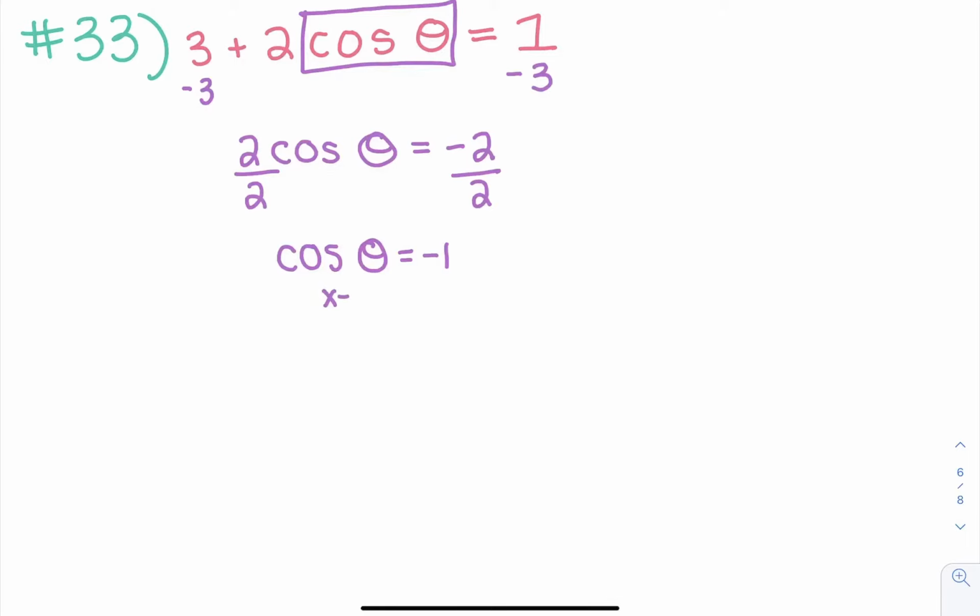And if you remember, when we get something like this, it's one of the quadrantals. Cosine is the x value. So if we think about our function cosine, if we think about where x is -1, that happens right here, only happens one time, and that value is 180 degrees.